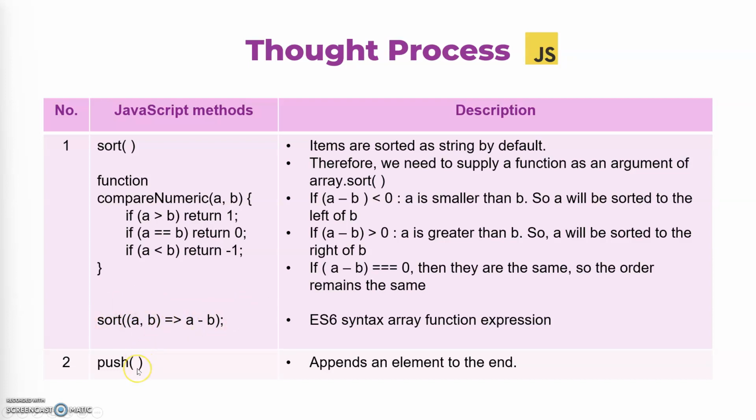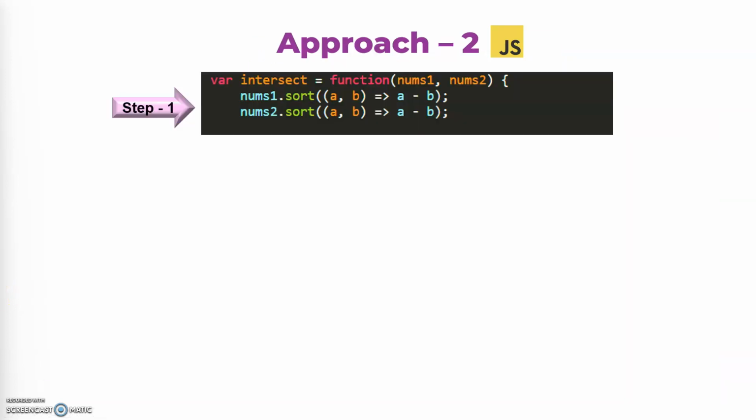Next method I'm going to use is push. In JavaScript, the push method pushes the element to the end of the array. So let's have a look at the code for JavaScript. Here, step 1, we are sorting the nums1 and nums2 arrays. As I have explained earlier, this is sorting the array in ascending order. This is the JavaScript ES6 syntax function expression, sort.